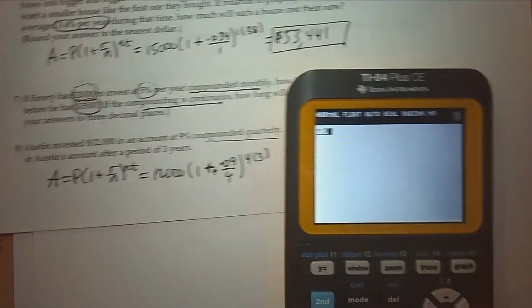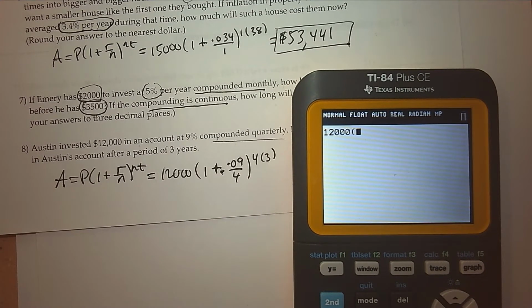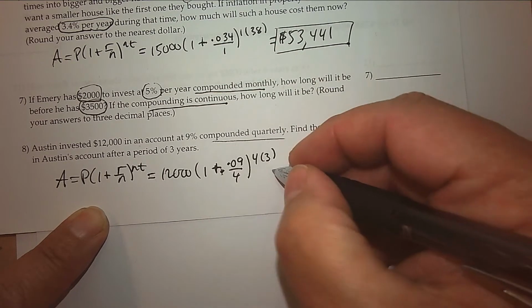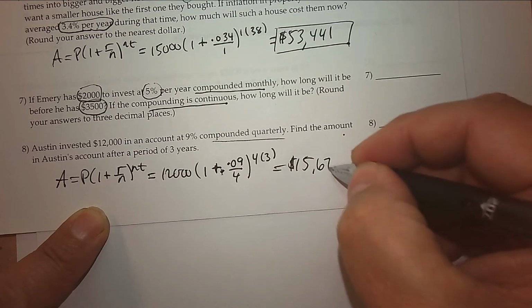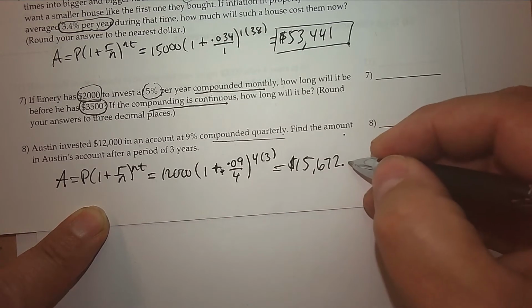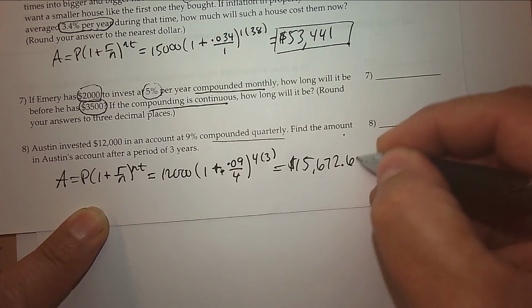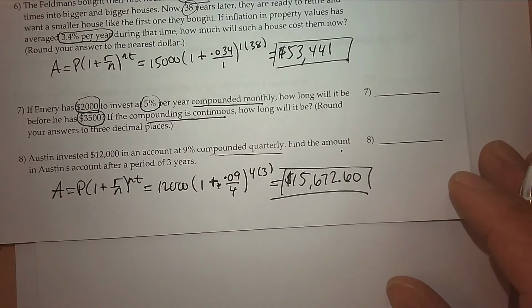So you can see it. So it's 12,000 times 1 plus 0.09 divided by 4, to the exponent 12. So $15,672 and 60 cents, right? Around. There you go. All right, turn the page.